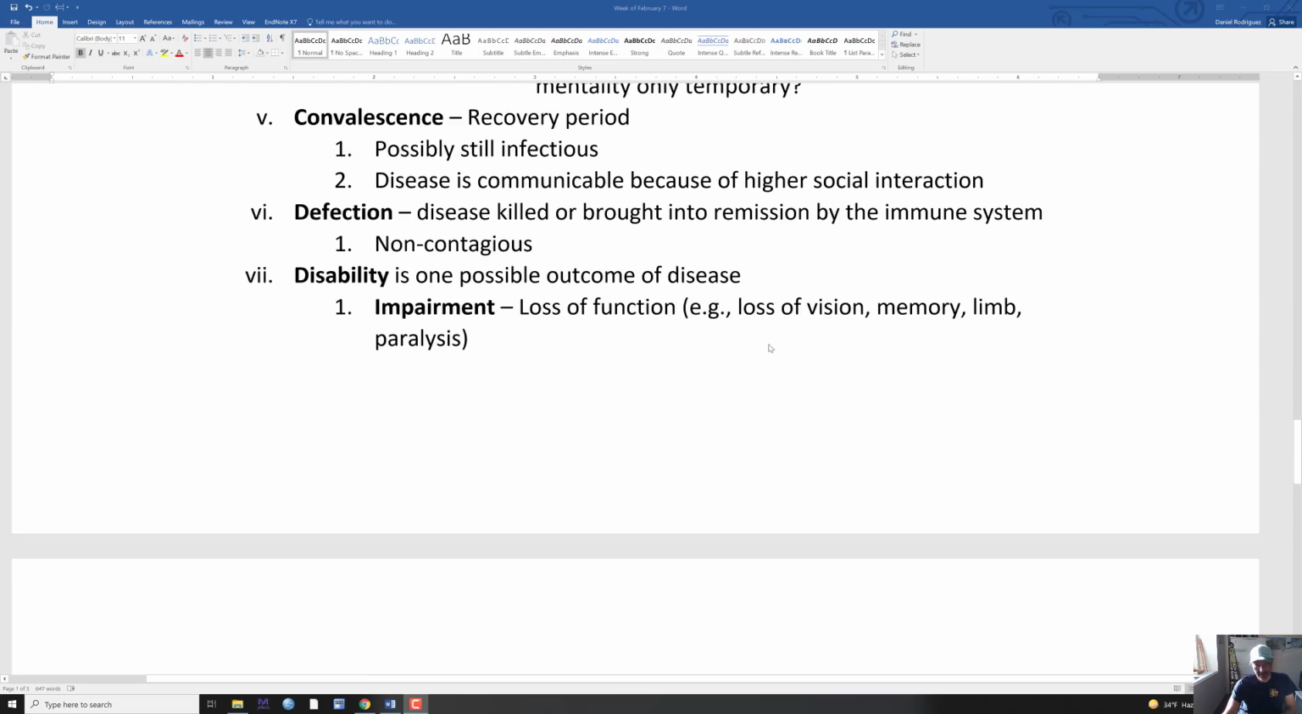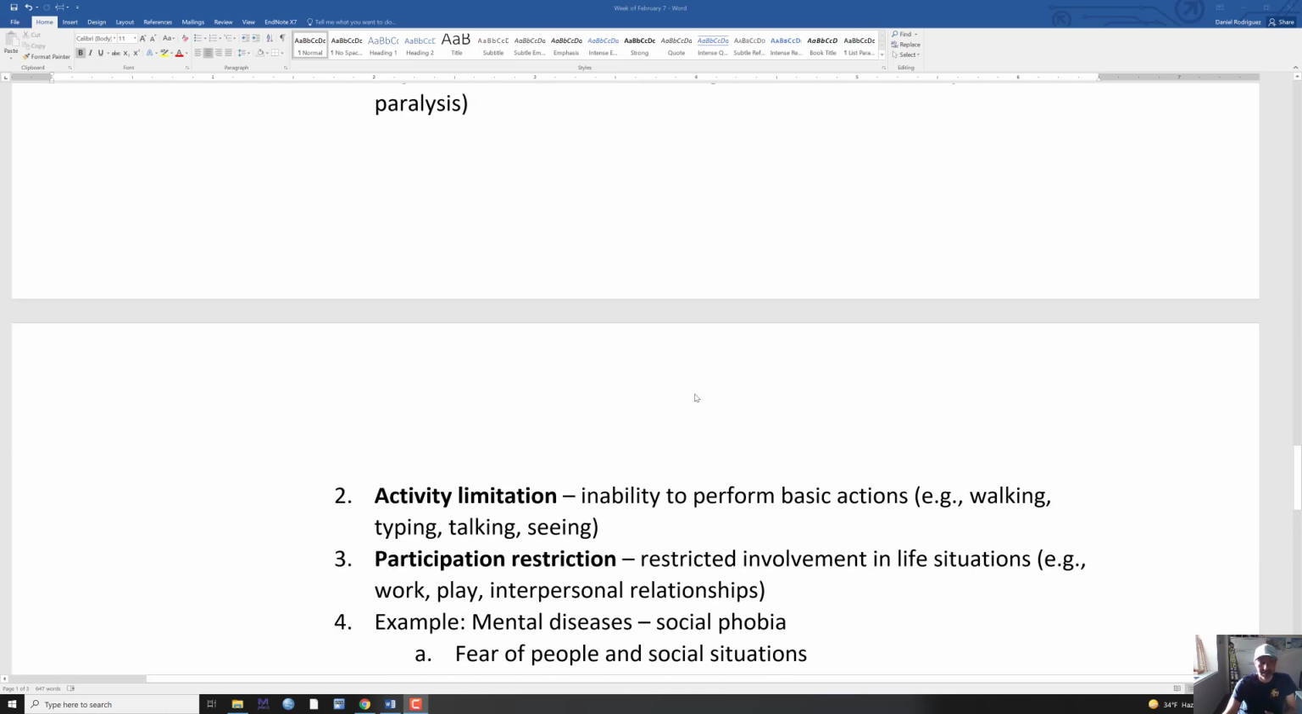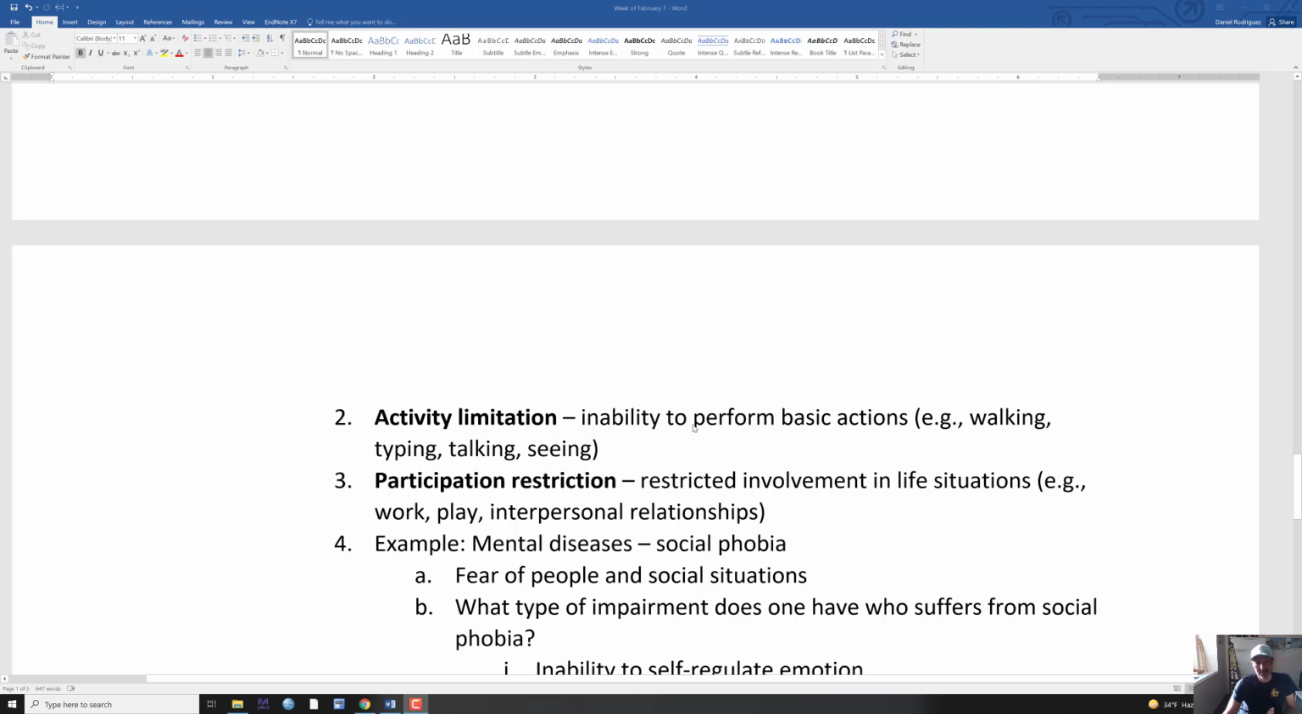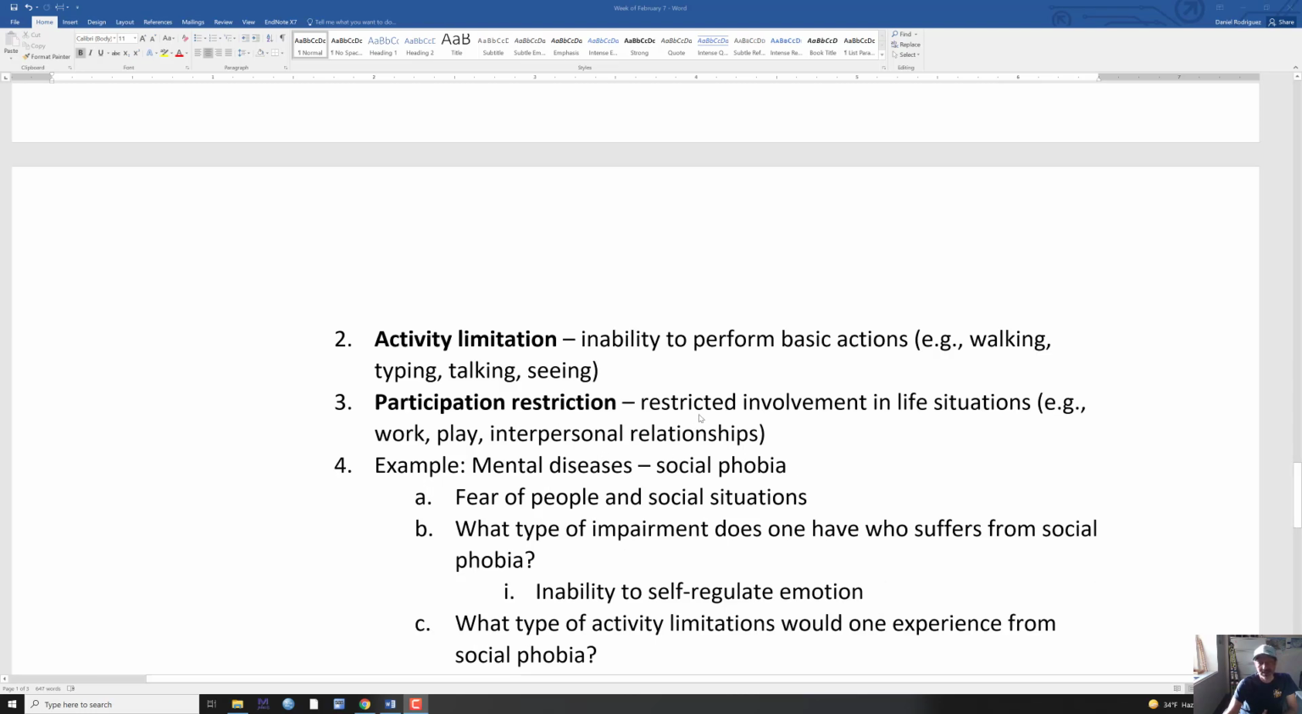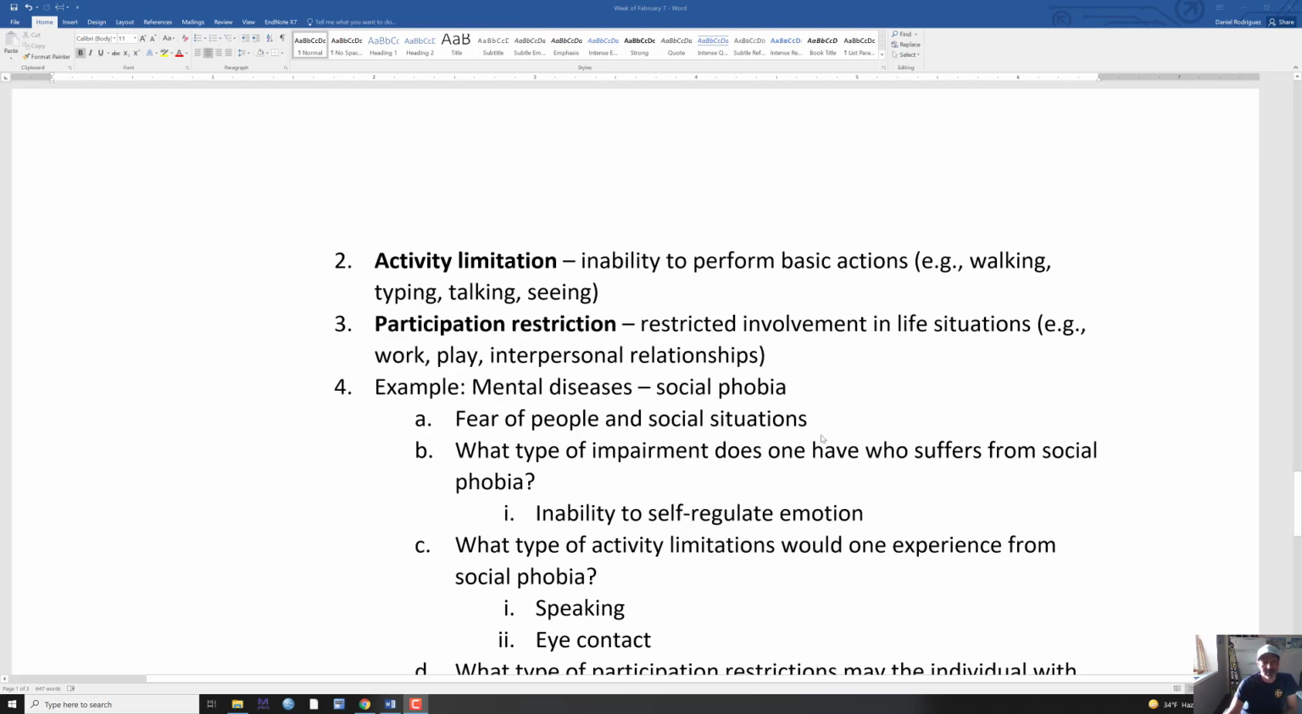Impairment is a loss of function. For instance, loss of vision, memory, or limb paralysis. Activity limitations, inability to perform basic actions like walking, typing, talking, seeing, and then participation restriction is an inability to participate in, or restricted ability to participate in, various life situations such as work, play, interpersonal relationships.